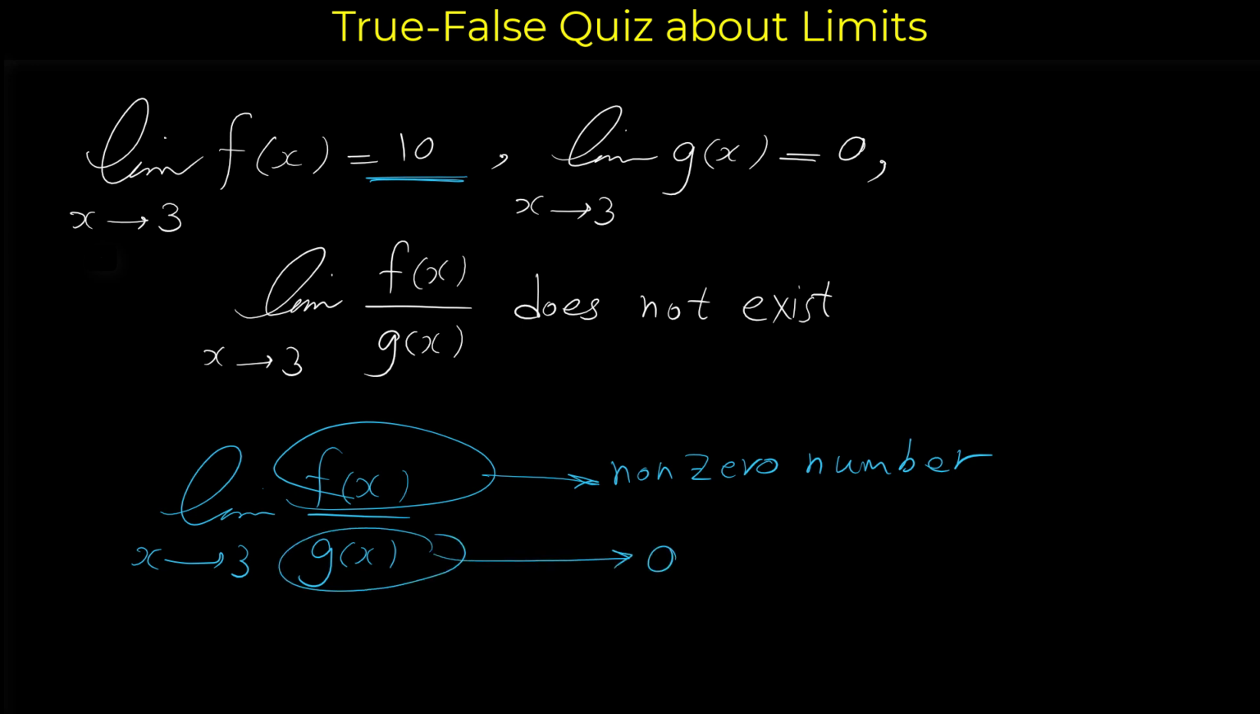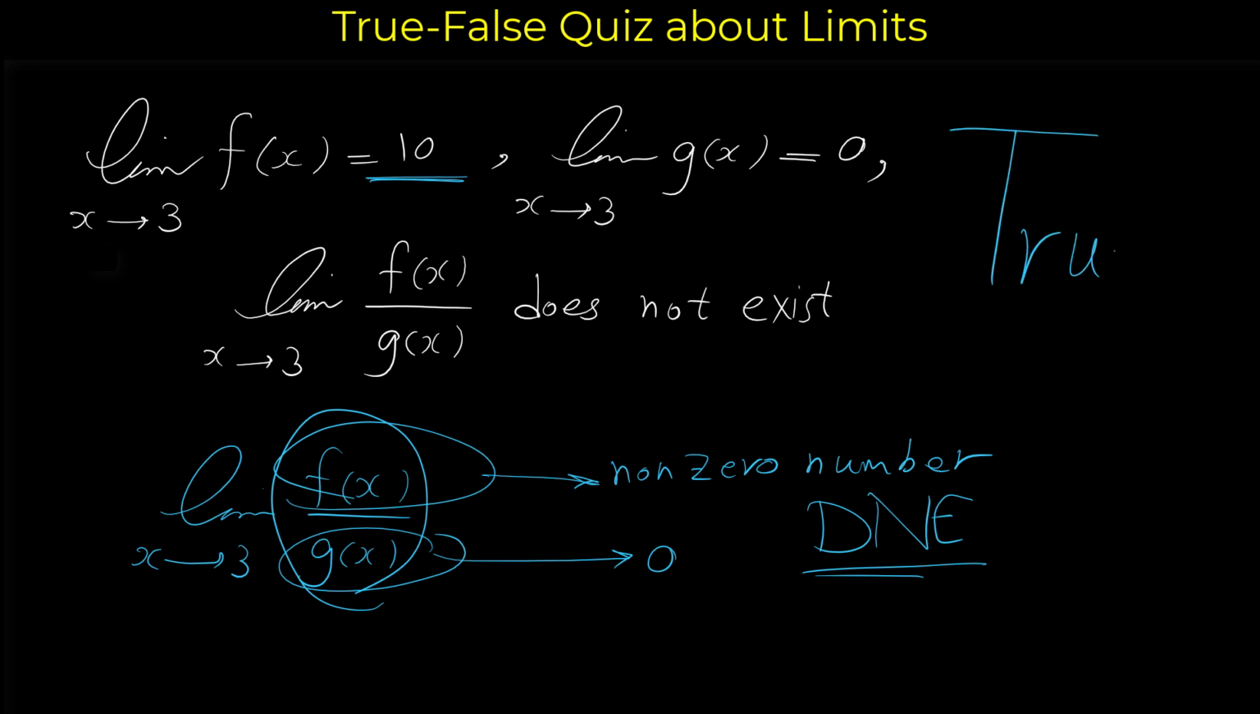And we know that when in a fraction the numerator approaches a non-zero number and the denominator approaches 0, the limit does not exist. Because when the numerator approaches a non-zero number and the denominator approaches 0, the expression gets larger and larger, a big number. So the limit doesn't approach a specific number, and so the limit does not exist. So this statement is true.